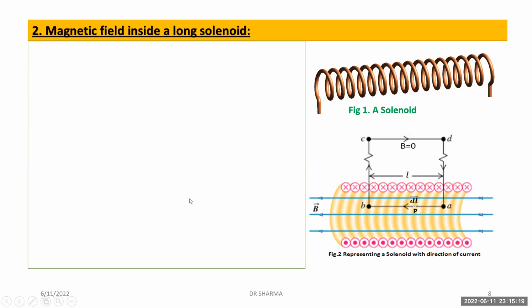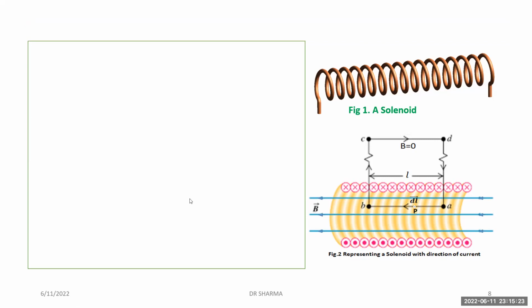A current carrying solenoid is represented as shown in this figure 2. Okay, let me point it. Yeah, this is the representation with the direction of current. The cross here means the current is flowing into the plane of paper, and dots mean the current is coming out of the plane of paper at that point.